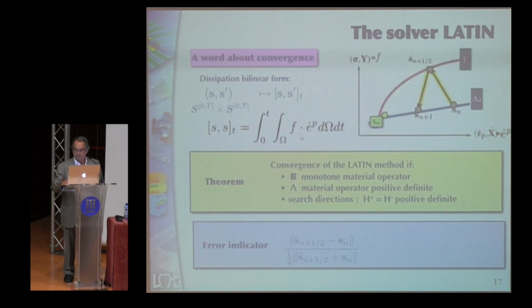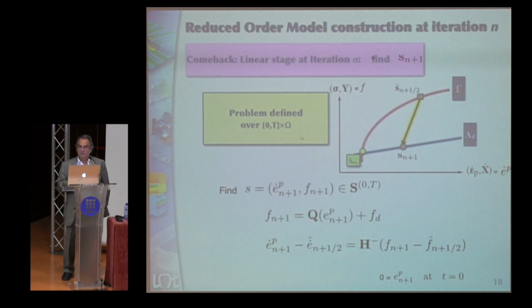So we have some convergence property, but I have not the time to enter into the details. So now let us stop on the construction of the reduced order model. That is done at the linear stage. So we know this point, we want to determine this one, and this one should satisfy the admissibility equation and also the third direction, which is here.